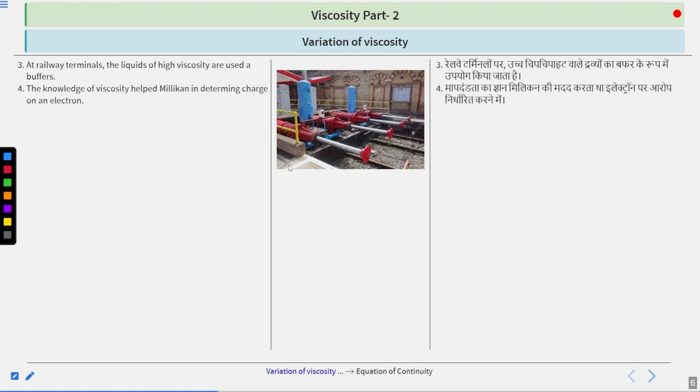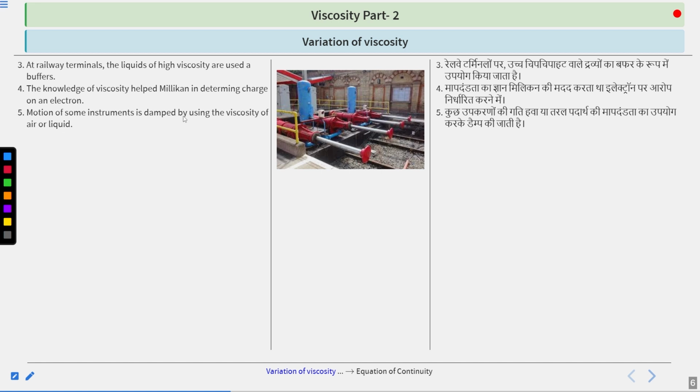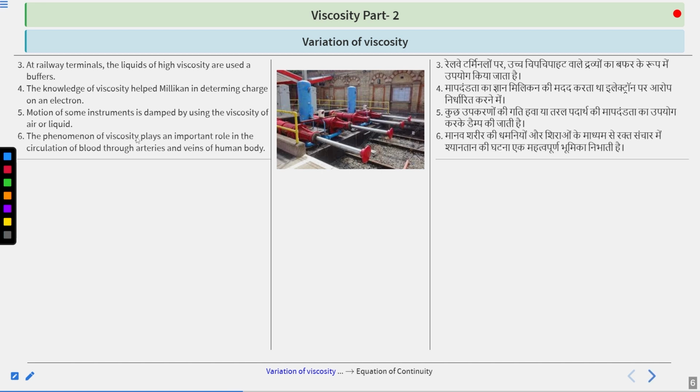The knowledge of viscosity helped Millikan in determining the charge on an electron. Motion of some instruments is damped by using the viscosity of air or liquid. The phenomenon of viscosity plays an important role in the circulation of blood through arteries and veins of the human body. So the knowledge of viscosity is usable not only in physics and chemistry but also in biology, because arteries and veins and the medical side of the human body are part of biology.